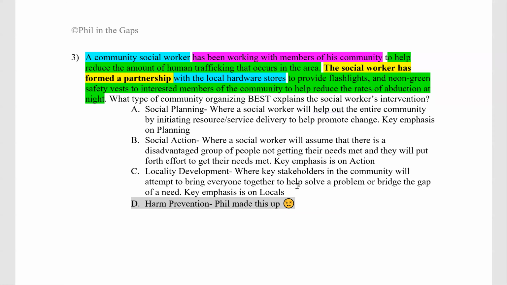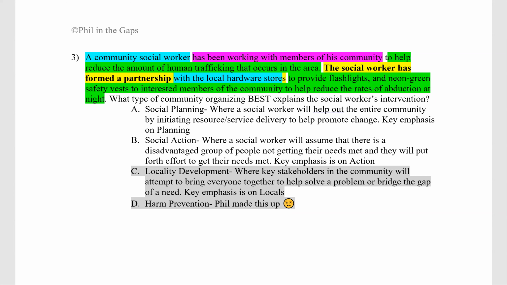We're also going to rule out locality development. Why? Because yes, it says local hardware stores, plural. So it's multiple stores. So it could be impacting more than just that specific community. And the social worker is going to be involved in this. And it's not an already established program that the locals have done. Locality development is where the local people are going to try and make change happen in their own situation. And the social worker may come in to supplement it.